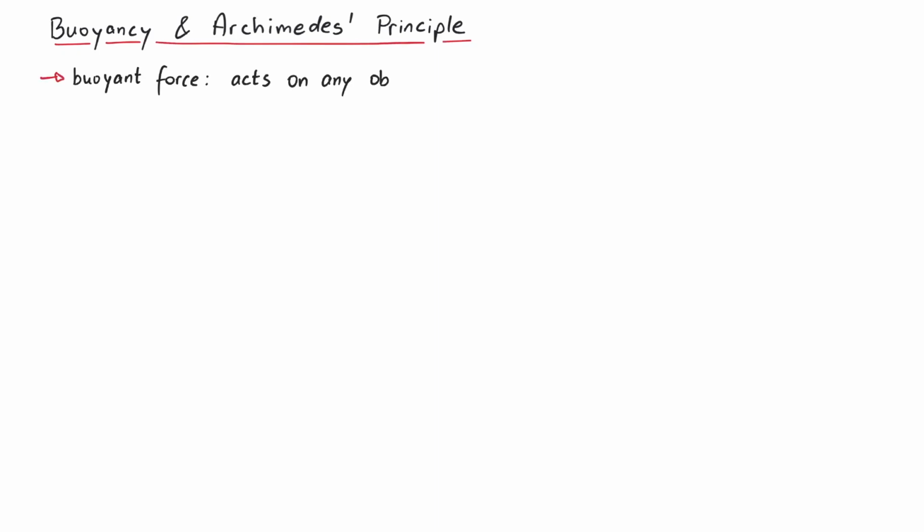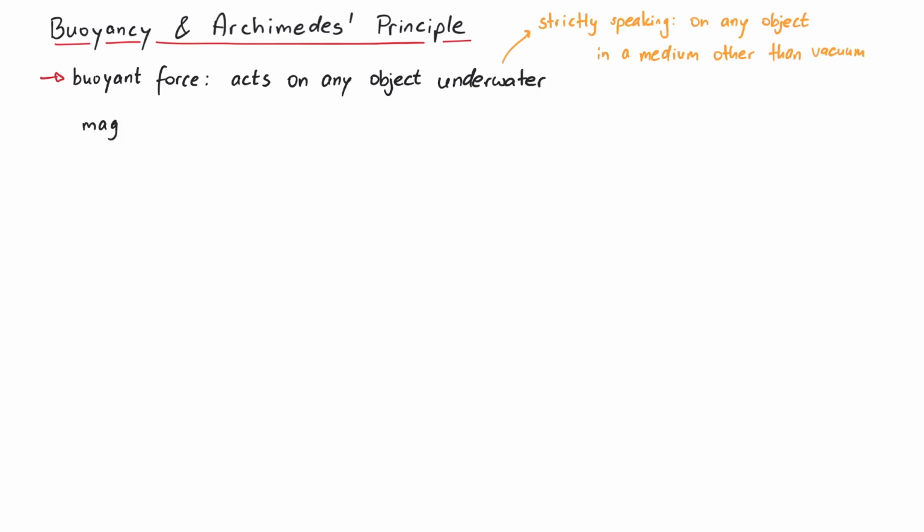In this video, we will discuss buoyancy and how it's connected to Archimedes' principle. In short, a buoyant force acts on any object that is submerged underwater. The magnitude of this force is proportional to the object's volume, and the direction of the buoyant force is opposite that of the gravitational force, so usually upwards.